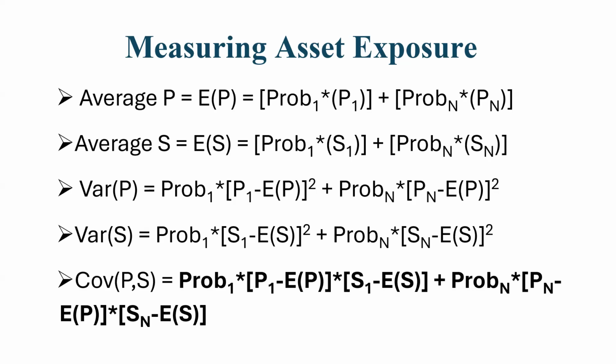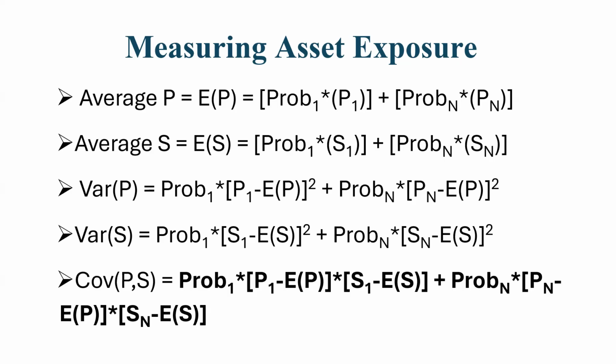So once you subtract, you get a deviation. You square it. By squaring it, if you have a negative or positive deviation, all will become positive. And then multiply each calculation of the deviation squared by its corresponding probability. And then after that, we add, and that gives us the variance for P. And if we do the same for S, we'll get a variance for S.